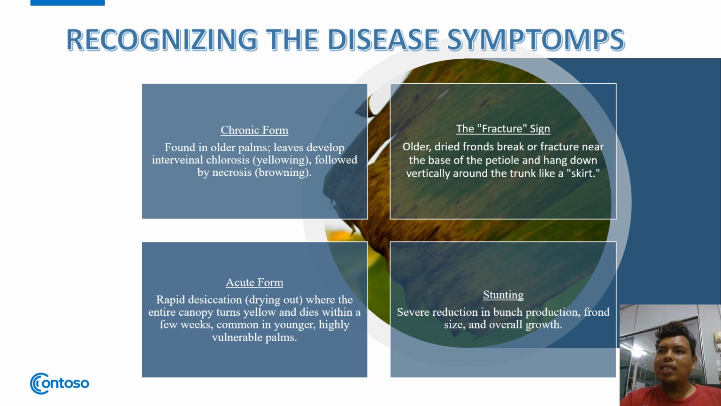In acute cases, especially with younger palms, the entire canopy can desiccate and turn yellow within weeks, drastically stunting growth and destroying bunch production.